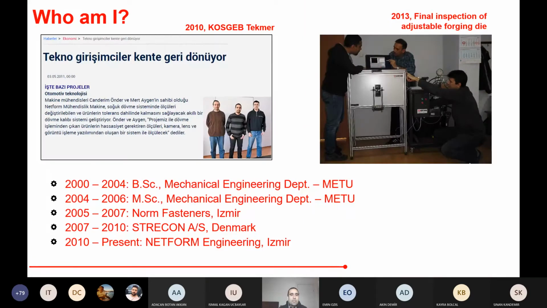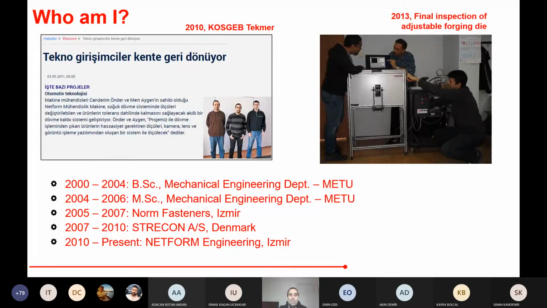I would like to start with who we are. My name is Mert Aygen. I'm a co-founder of NETFORM Engineering, and it is actually machinery and metal. You are right. But we are mostly focusing on the engineering part because we don't have a production facility, at least for now.